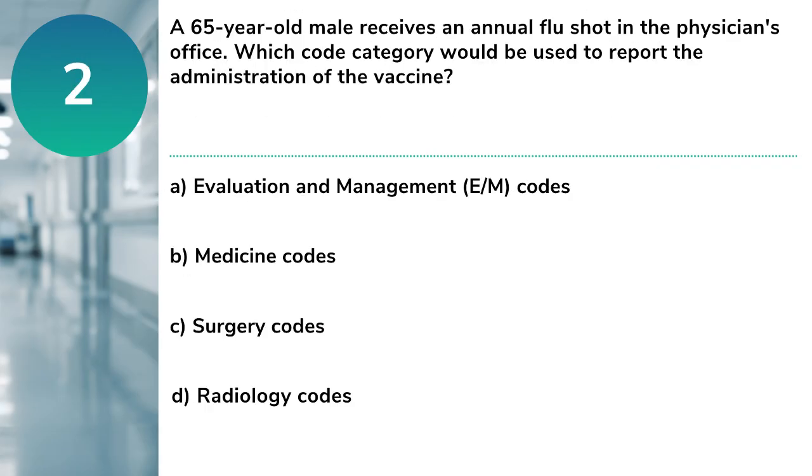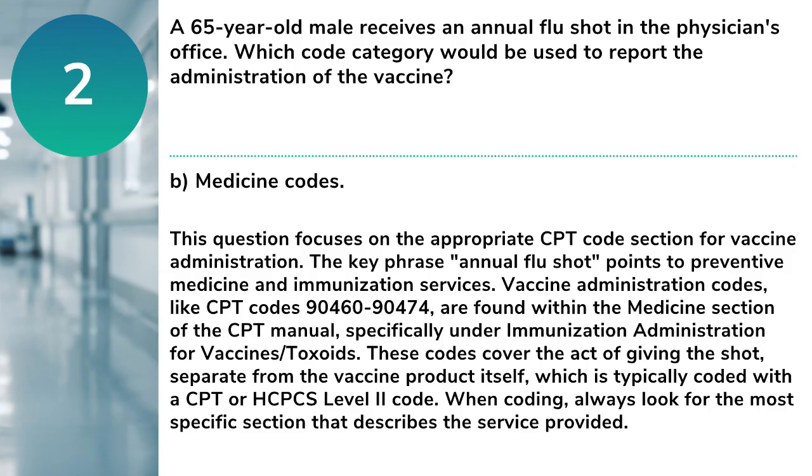Question 2. A 65-year-old male receives an annual flu shot in the physician's office. Which code category would be used to report the administration of the vaccine? A. Evaluation and Management, E/M, codes. B. Medicine codes. C. Surgery codes. D. Radiology codes. Answer: B. Medicine codes.